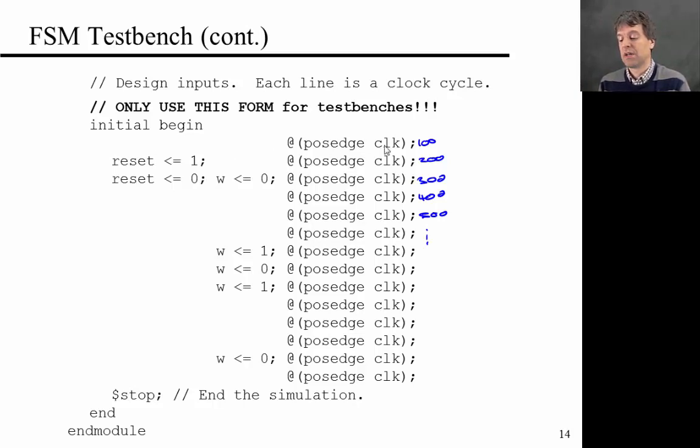So I'm going to wait to that first positive edge of the clock here, and then I'm going to switch reset to 1, wait for the next edge, set reset back to 0, set W to 0, wait to the next edge, don't do anything, wait another full clock period, and a third one, and a fourth one, and then only switch W to 1, wait another clock period, switch W back to 0, switch it back to 1, wait 3 clock periods, switch W to 0, wait another clock period, and end the simulation.